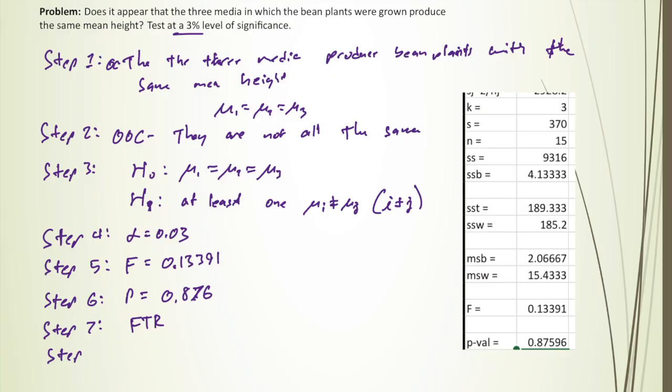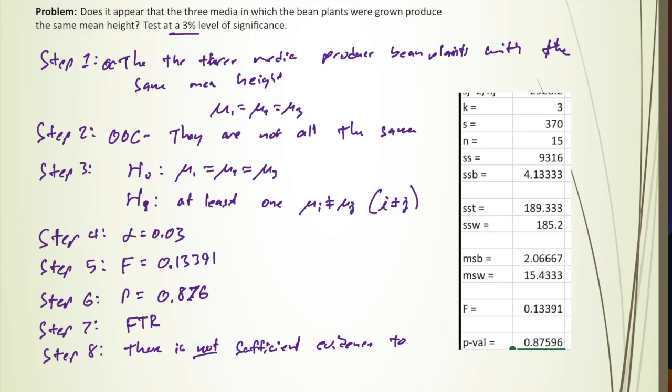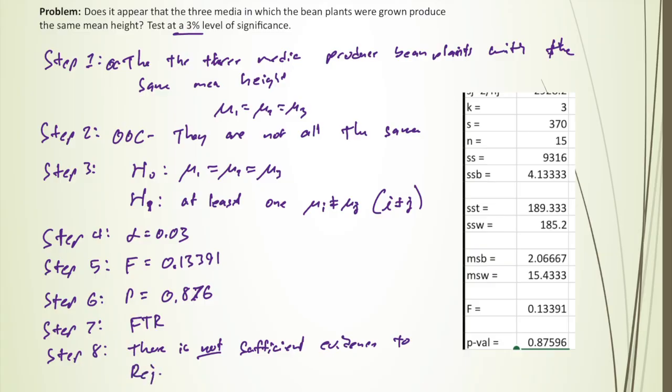And now my step 8 is, what's step 8? Step 8 is going to be, there is not sufficient evidence to reject the claim that they are the same. All right, there it is. And then we'll put in, what is this, with 93% confidence, with 97% confidence.